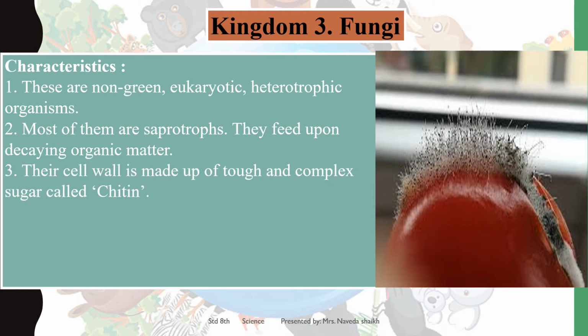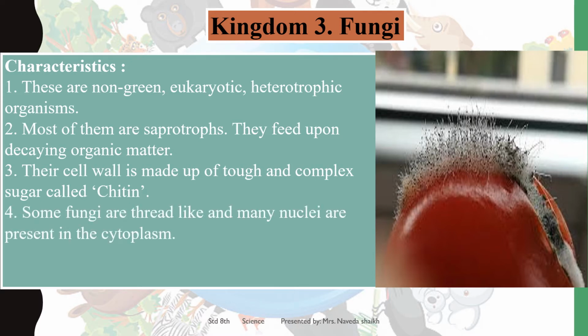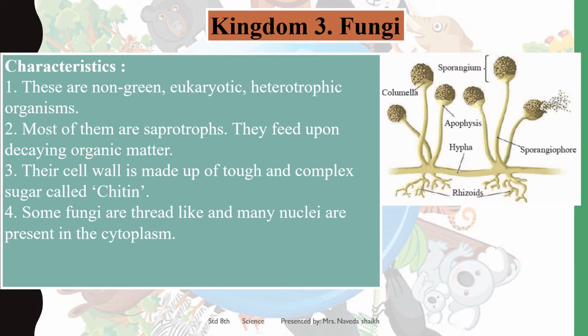Their cell wall is made up of a tough and complex sugar called chitin. Okay, this is a very important line because a special word is mentioned here, so you have to remember this. Some fungi are thread-like and many nuclei are present in the cytoplasm. Here you can see a rotten tomato and how fine and minute the fungus threads look. This helps you understand that they are thread-like and many nuclei are present in the cytoplasm.